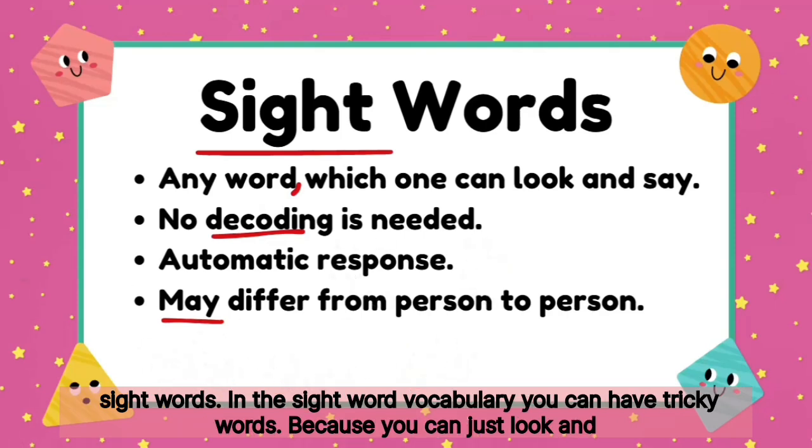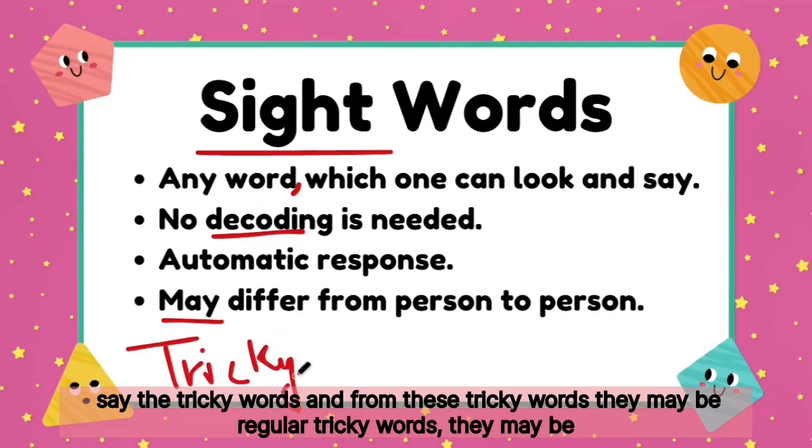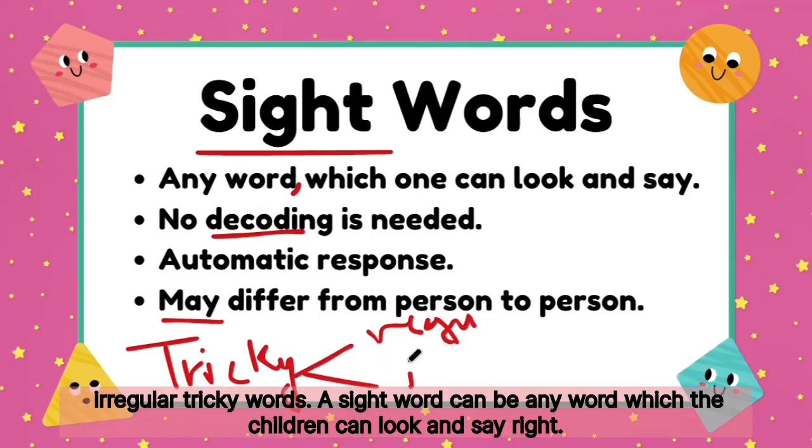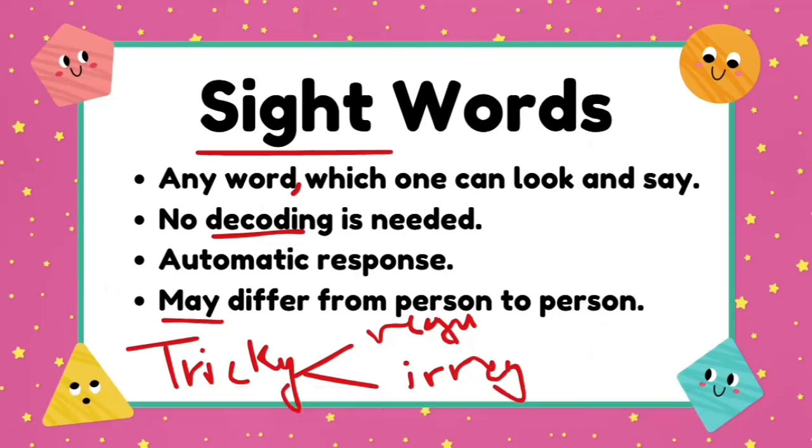Now, something more about sight words. In the sight word vocabulary, you can have tricky words, okay, because you can just look and say the tricky words, and these tricky words may be regular tricky words, they may be irregular tricky words. A sight word can be any word which the children can look and say, right?